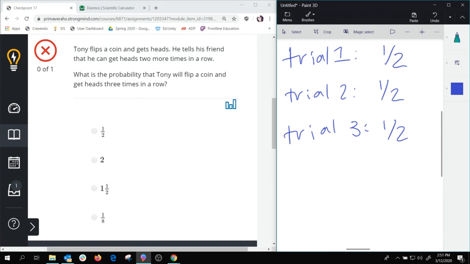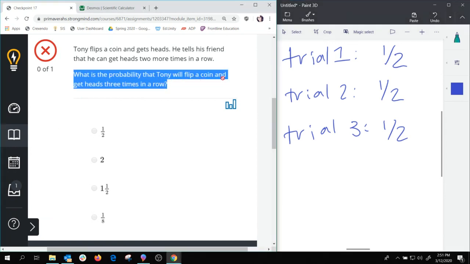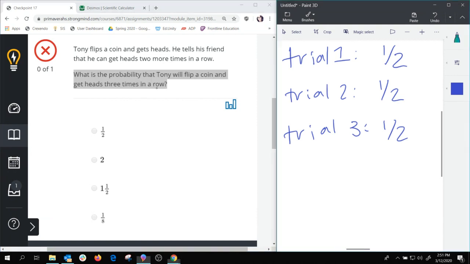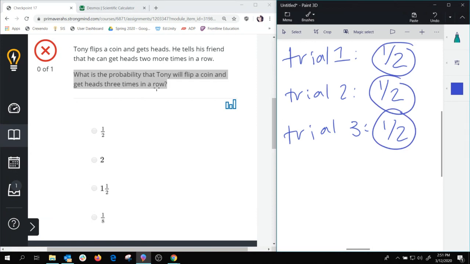So the question is saying, what is the probability Tony will flip a coin and get heads three times in a row? You're very close with your thought process, but this is where you have to make sure you're being extra careful. These are the three probabilities that I have: 1/2, 1/2, and 1/2. So when you see and, you are multiplying your probabilities together. You're not multiplying it by 3. Because yes, you're doing it 3 times, but we're multiplying the probabilities from each of the trials. So I would have 1/2 times 1/2 times 1/2.